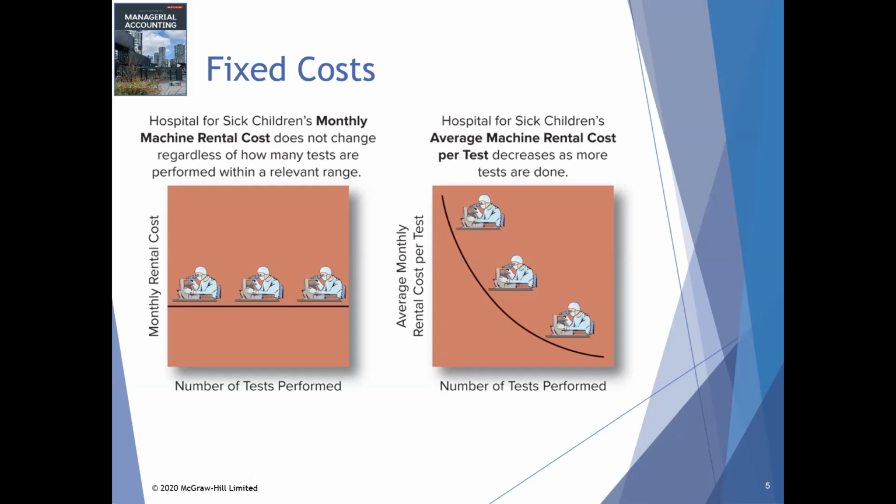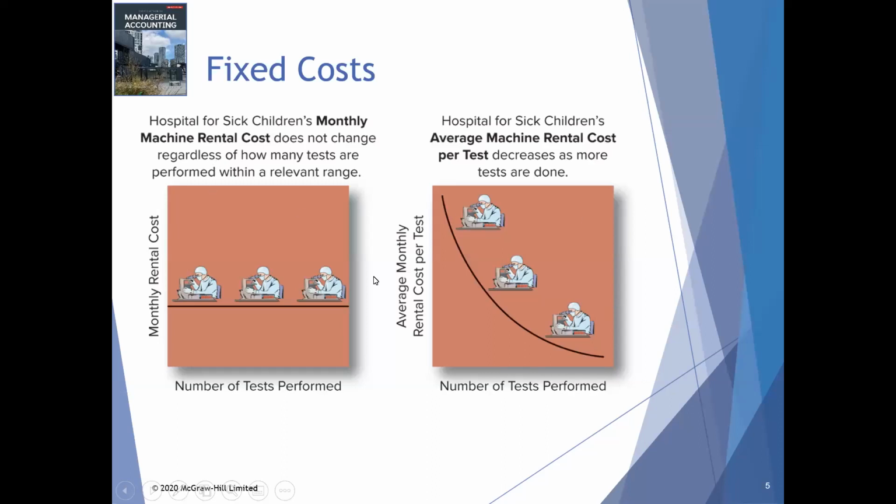You can see one graph on the right hand side. The hospital's average machine rental cost per test decreases as more tests are done. Here we can see the number of tests performed. Let's see, this is 1. If the number of tests is 1, the average cost is this one. As the number of tests increases, the cost will decrease: 2, 3, and maybe 100, 200, 300. The average monthly rental cost per test will go down as the number of tests performed increases.